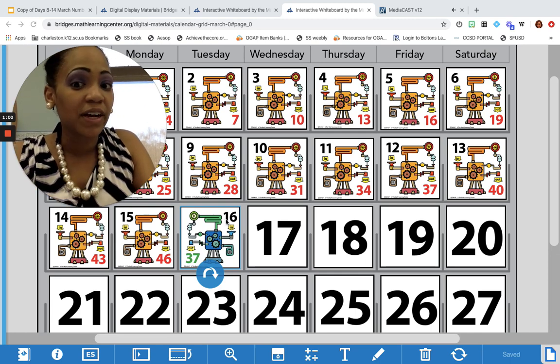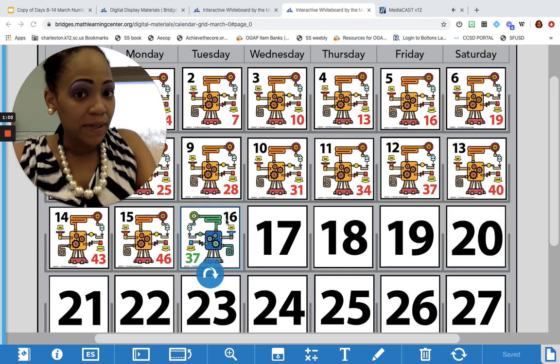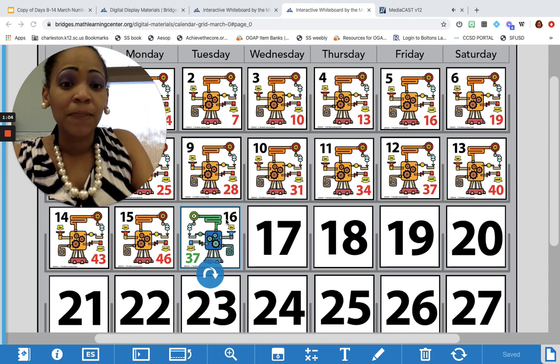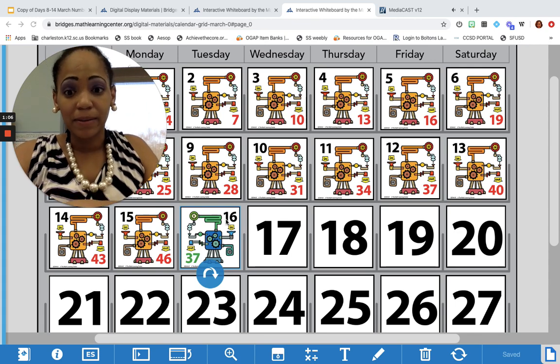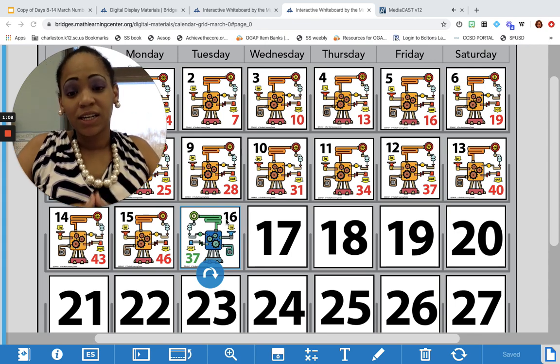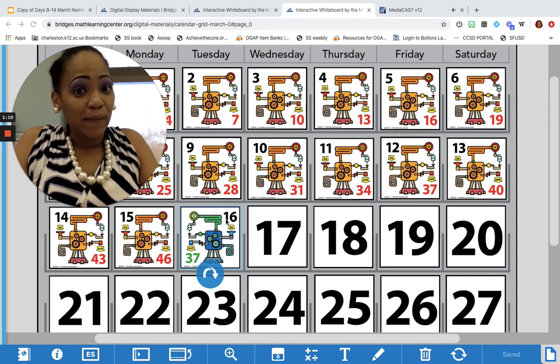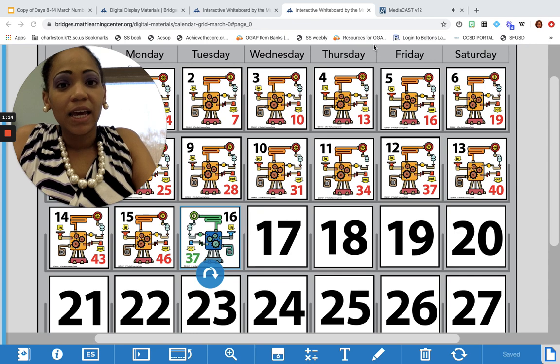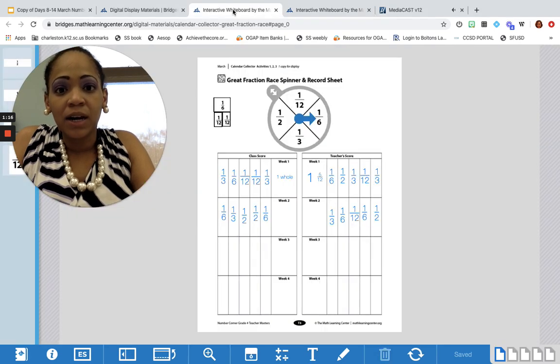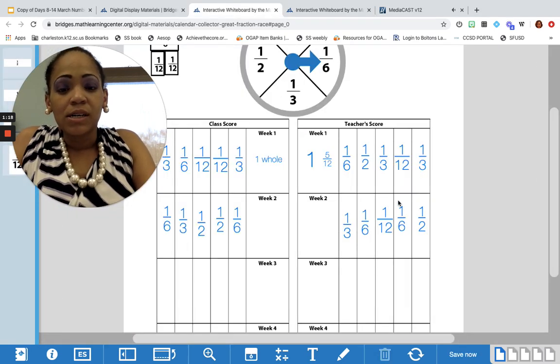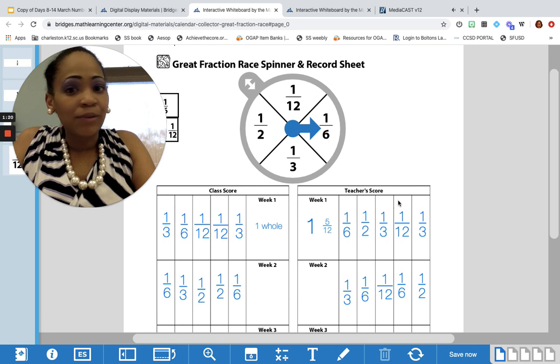So now we're going to have to figure out what's happening with this function or this program for this function machine. But we're not going to talk about that today. Today is Tuesday, it's the first day of the week, and it just so happens that we are going to focus on our fraction race.